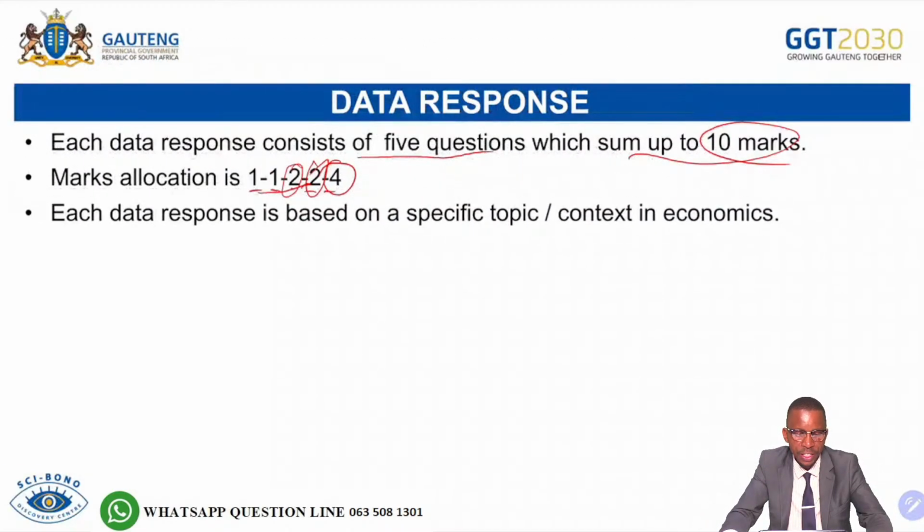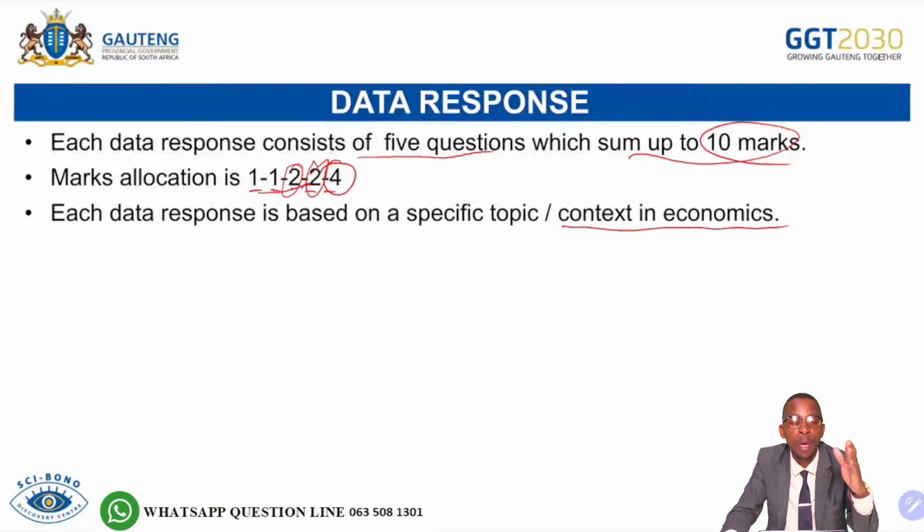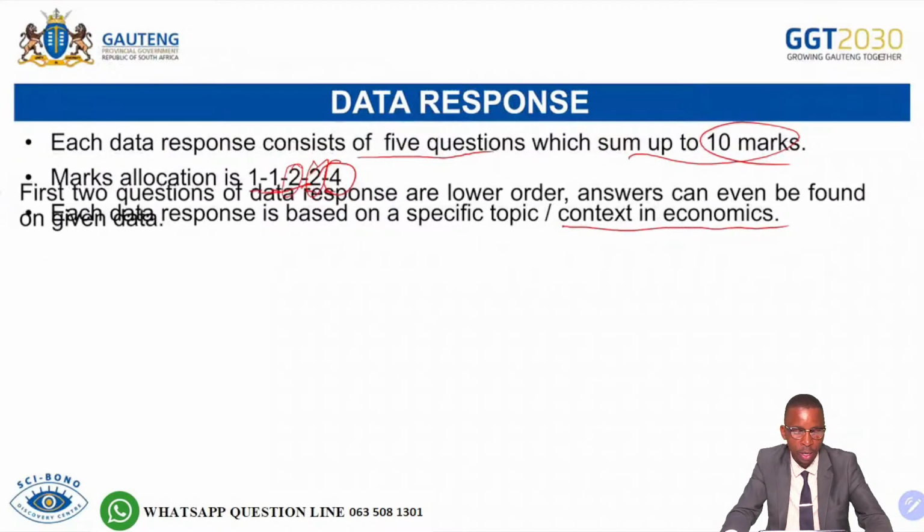Also, each data response is based on a specific topic or context in economics. There is no data response that can come from nowhere. Each data response given to you is specially linked to the particular topic that you have covered in your paper 2. You will see as we go on.